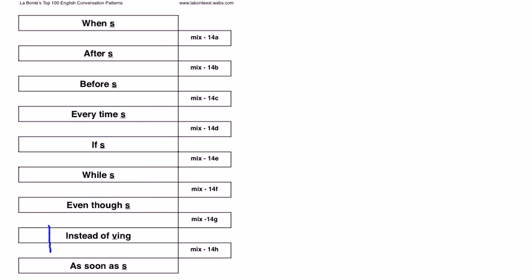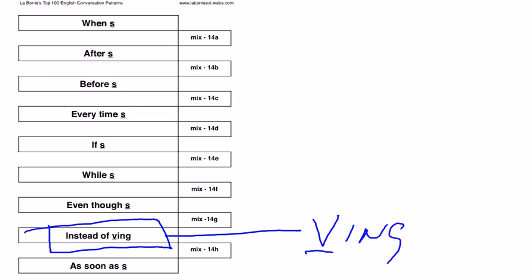Instead of always takes a verb ing, never a sentence. Instead of I go is never used. It's always instead of going.